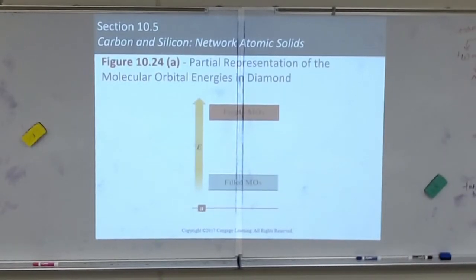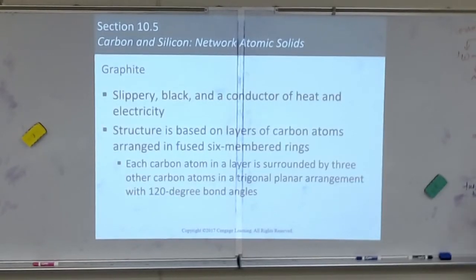Okay. So here's what we're looking at, and I don't really need you to dig into that. I just want you to think about it. So graphite is slippery, black. It's a conductor of heat and electricity. Both carbon, both have bonds.